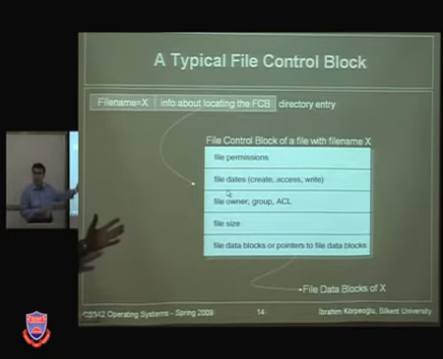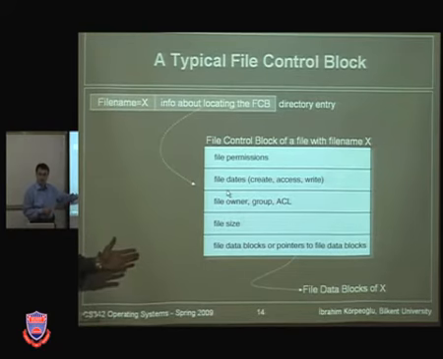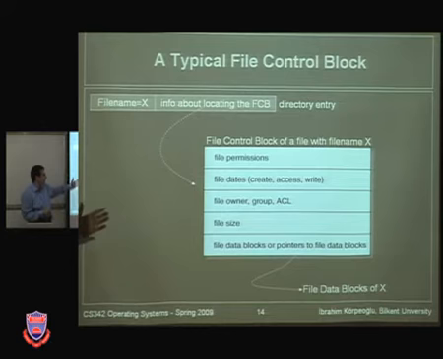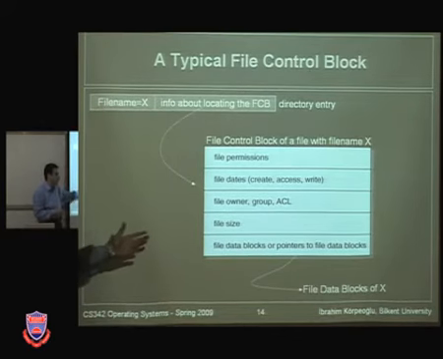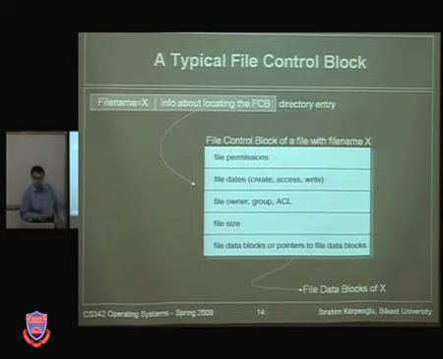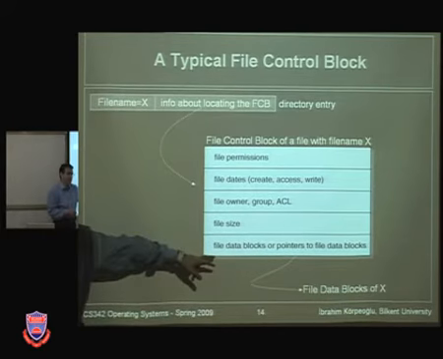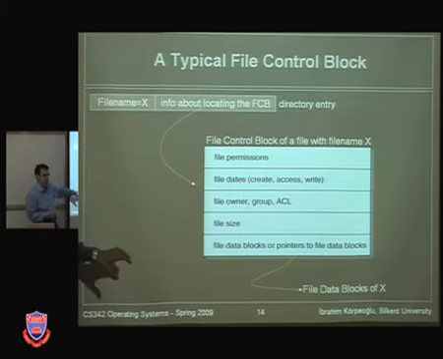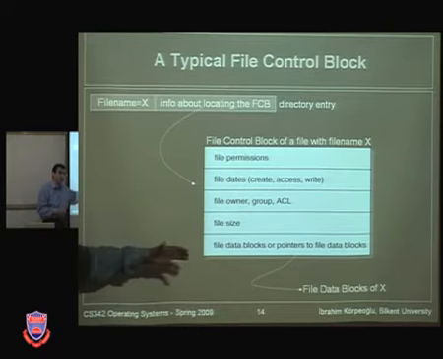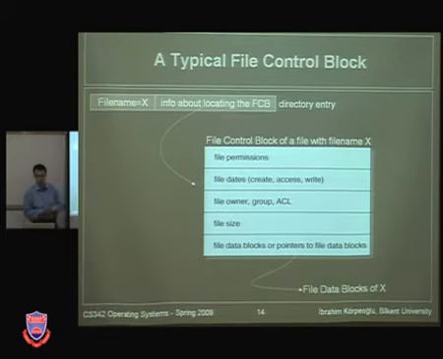In that file control block, you have some more information about the file, okay? Like the file permissions, the dates associated with the file, like creation time, access time, write time, and so on, the owners, the size of the file, and also you will have information about the data blocks of the file, okay? The blocks that contain the content of the file, data of the file. Information about how we can reach them can also be part of the file control block, like for example the addresses and so on, okay?